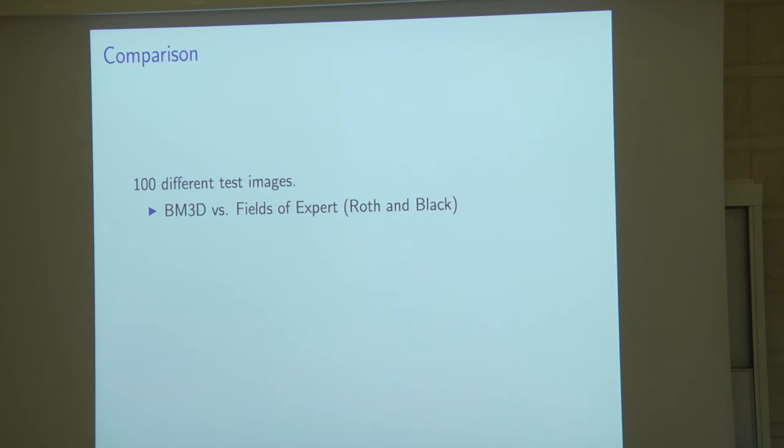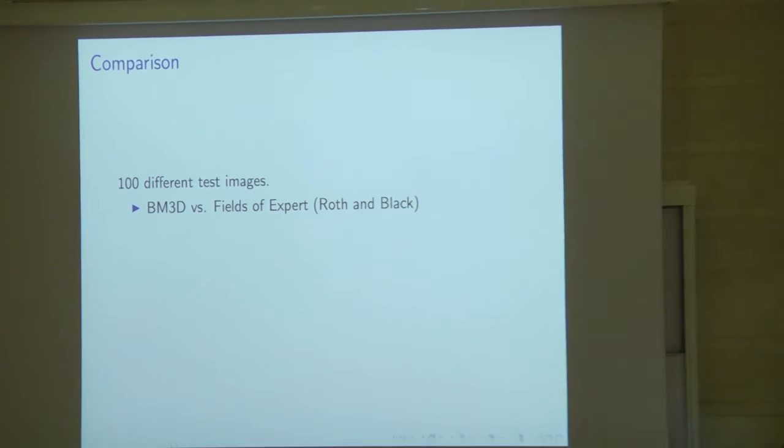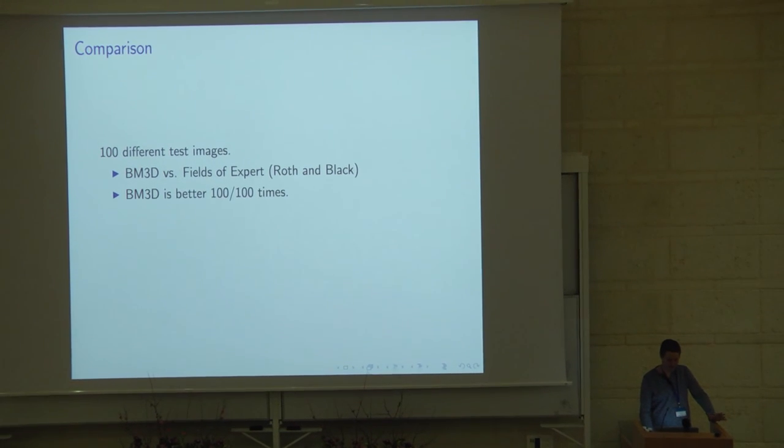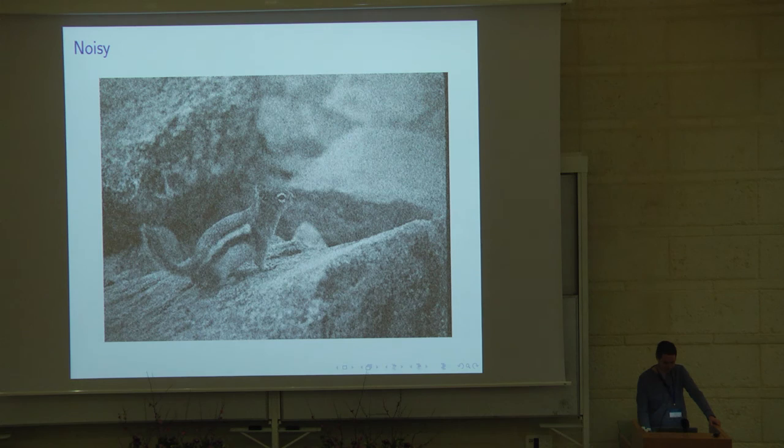And so this is unfortunately not a subtle effect. This is a comparison that Daniel did. There were 100 different test images. He compared BM3D versus this field of experts method. BM3D worked better 100 out of 100 times. So it's really not a very subtle effect. There is another method called KSVD, which is very similar to fields of experts, but with a different probabilistic model behind it. And BM3D works better 89 of the 100 times. So again, not a very subtle effect.